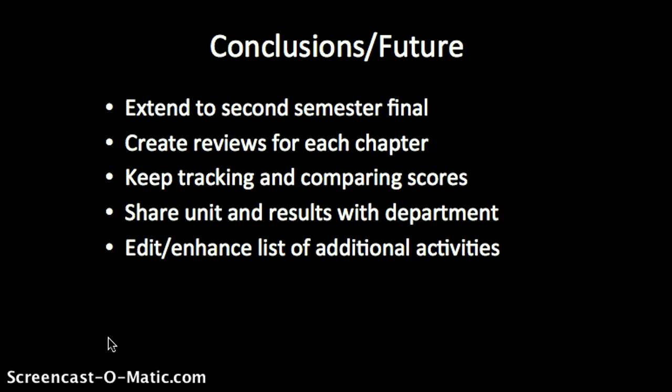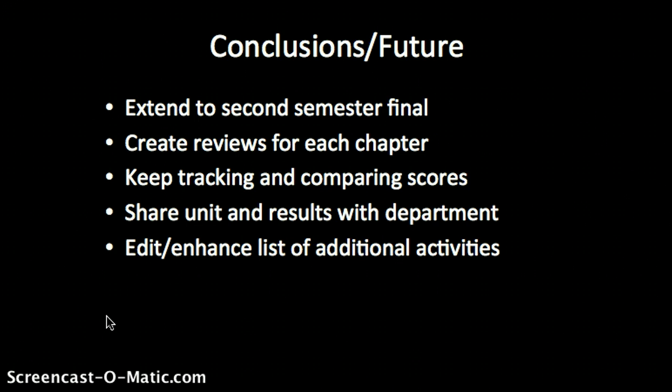If the Spanish 2 unit is as successful as the Spanish 1 practice was, I'd like to extend this to the second semester final. So we would redo the same process, only we would do it for the chapters covered in the second semester. What I would do also is create reviews for each chapter, so instead of one large review at the end, we would have smaller reviews leading up to chapter tests and then do a final review once we get towards the semester exam.